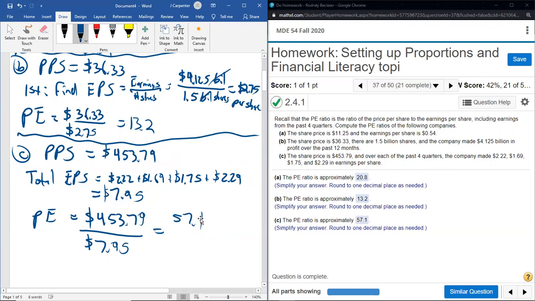Now, PE ratios change every year. They change every month. They change every day. And the reason they change every day is because their price per share changes every day. So if a company goes from $5 a share to $100 a share because they just announced they have a vaccine to a virus or something like that, that would make their PE ratio go up drastically.